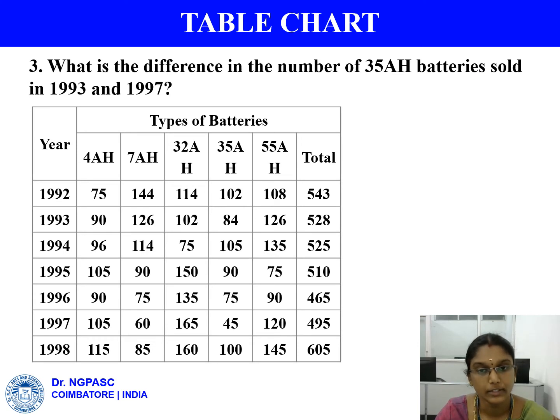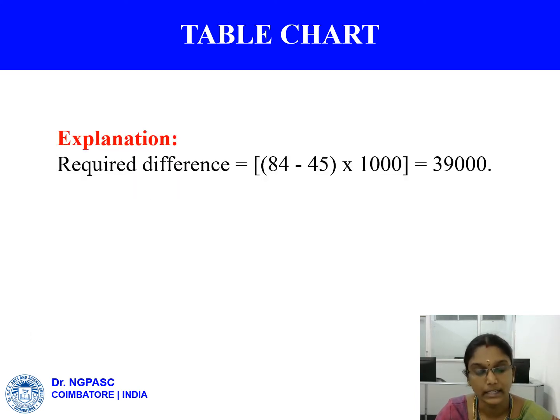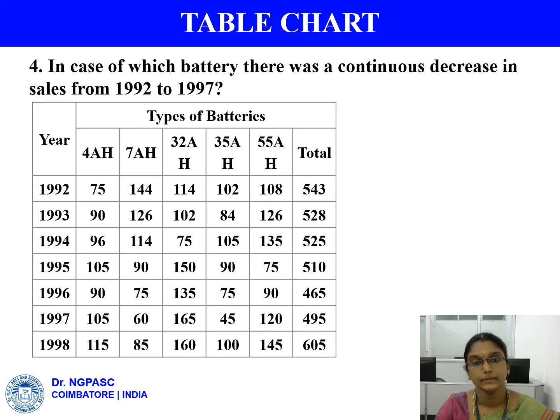What is the difference in the number of 35 Ah batteries sold in 1993 and 1997? In 1993, 35 Ah batteries are 84 and in 1997 it is 45. So the difference is 84 minus 45, into 1000. As we saw in the first question, the numbers are in thousands, so we have to write the answer in thousands. So 39,000.